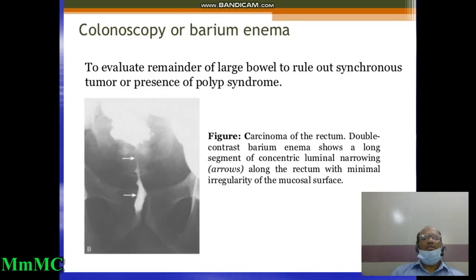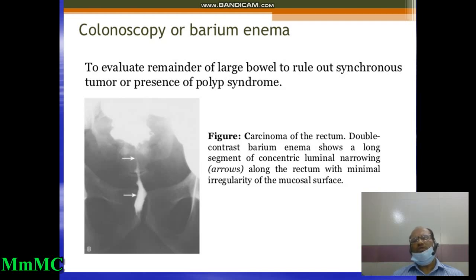Next investigation that is important, colonoscopy or barium enema. Colonoscopy is very much useful and informative, and by using colonoscopy we also can take the biopsy from the lesion, and we can confirm the diagnosis that this patient is suffering from carcinoma rectum. Colonoscopy or barium enema is used to evaluate the remainder of the large bowel to rule out synchronous tumor or presence of polyp syndrome.